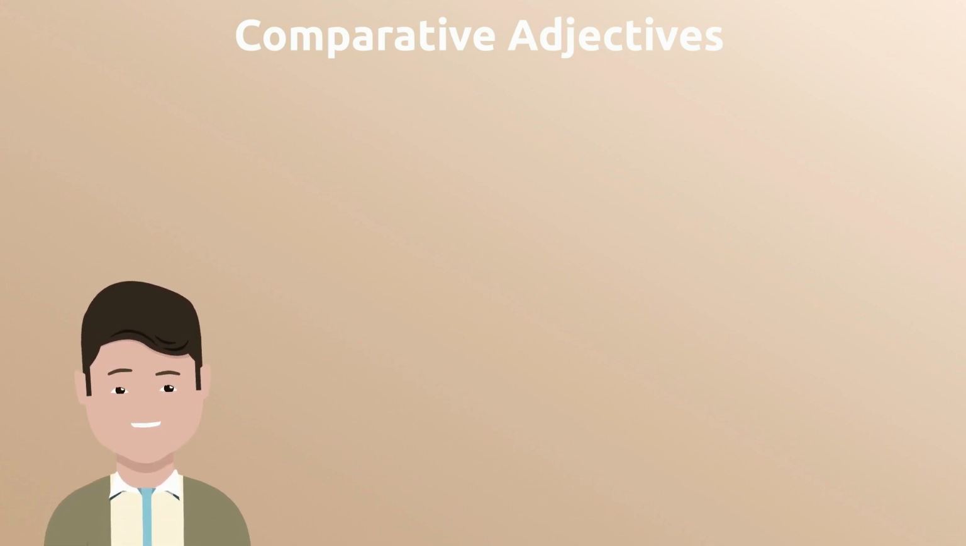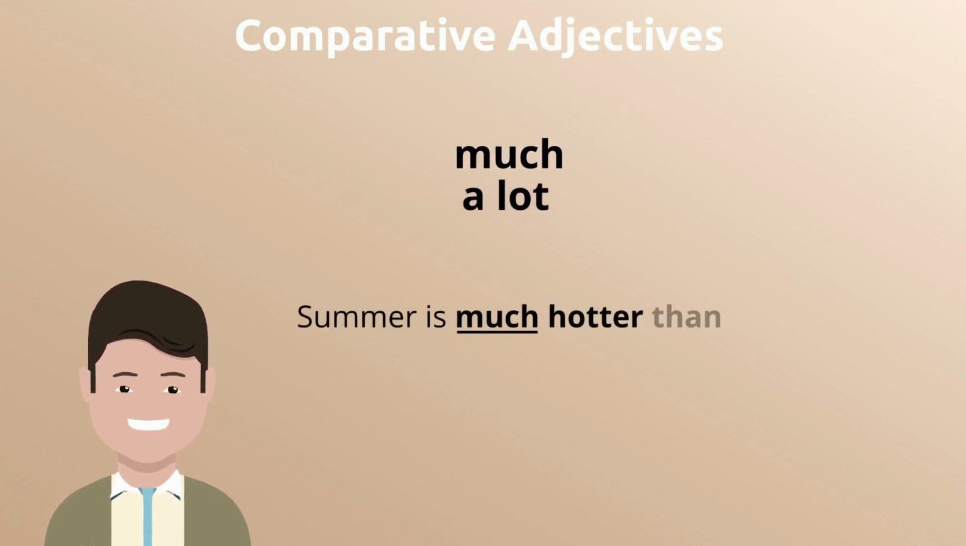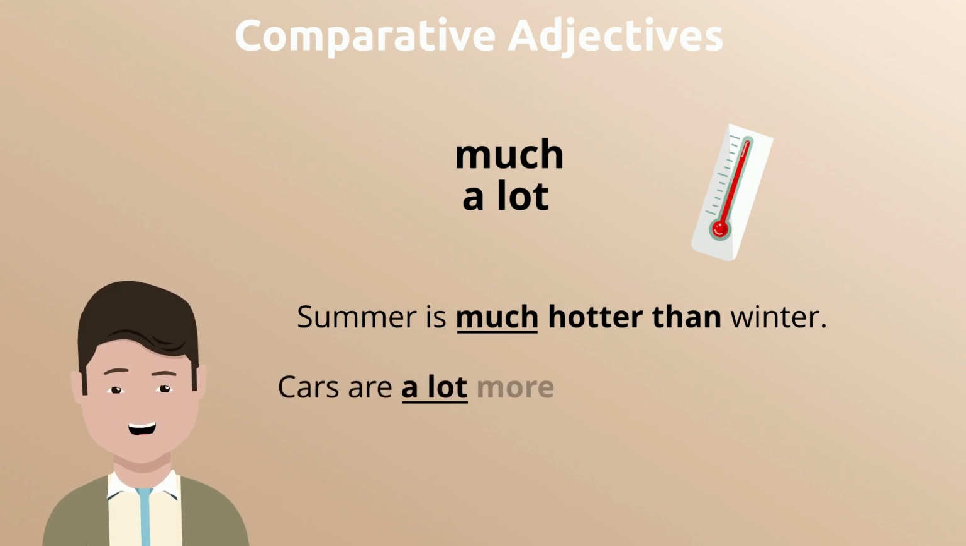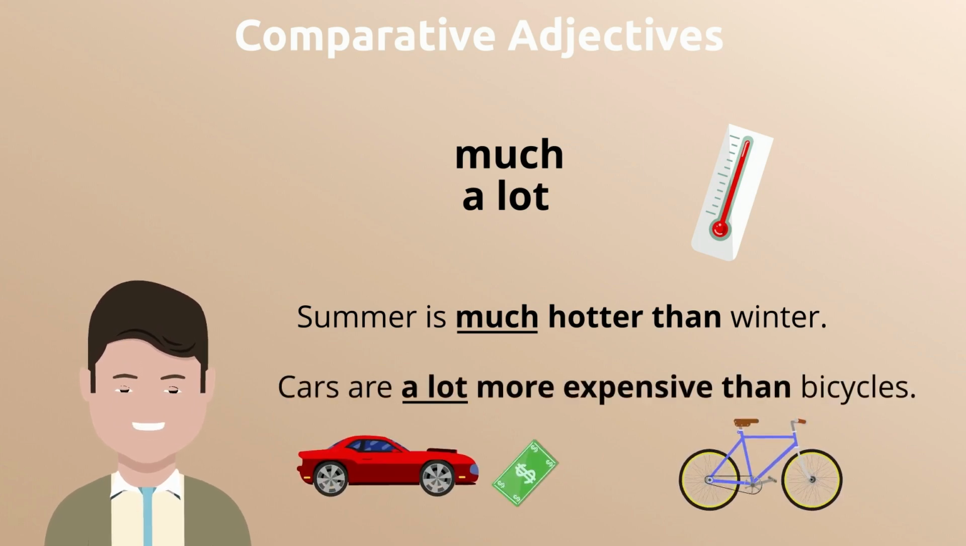When we want to make a comparison stronger, we can use much and a lot. For example, summer is much hotter than winter. Cars are a lot more expensive than bicycles.